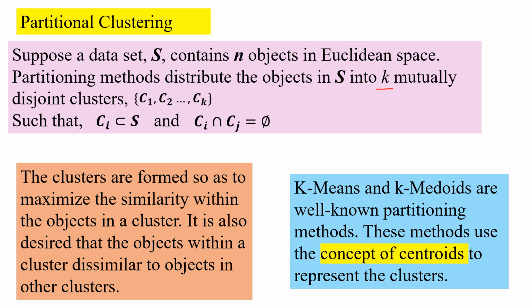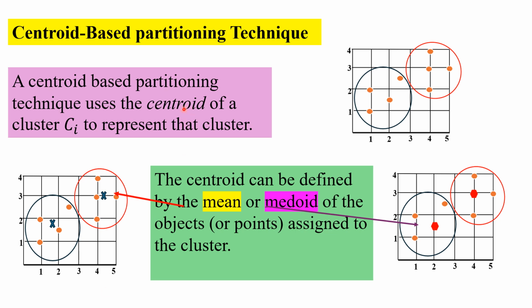These clusters are formed so as to maximize the similarity among the objects within a cluster, and we also want the objects within a cluster to be dissimilar to objects in other clusters. K-means and K-medoids are well-known partitioning methods, and these use the concept of centroids to represent the clusters. So, a centroid-based partitioning technique. We have shown in this example two clusters partitioning 8 points.